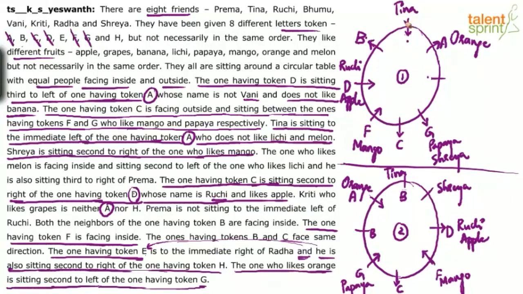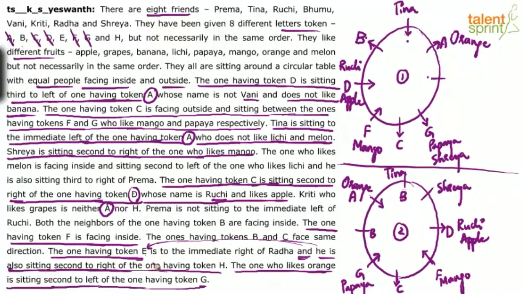Let us assume H comes here. If H comes here, remember H is facing center. So second to the right of H will be what? Anti-clockwise. Which means E should come here. Are you able to follow?